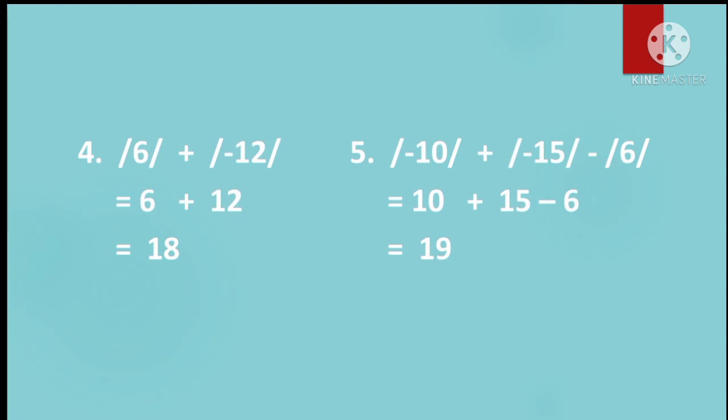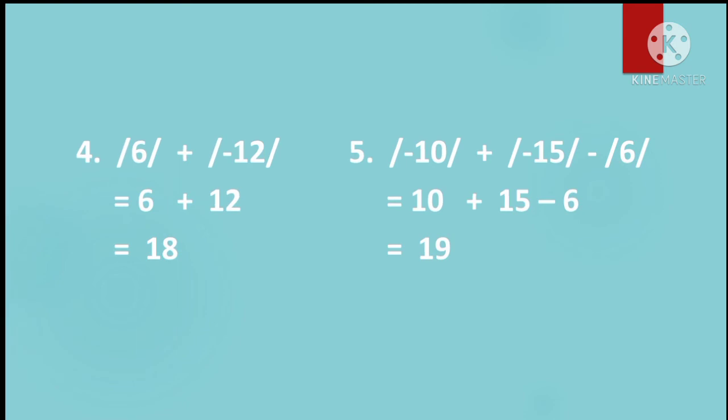Another, absolute value of 6 plus absolute value of negative 12. The absolute value of 6 is 6, plus the absolute value of negative 12 is 12. 6 plus 12, since they are both positive, the sum must be positive also. 6 plus 12 is equal to 18.